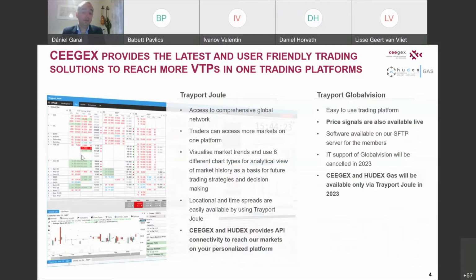But also you have to be aware that the support of this Global Vision software will be cancelled in 2023. So after that, only the Trayport Joule version will be available, which is a more developed version. The biggest advantage is that you can access more markets on one platform, and you have some market trends visualization tools as well in that software.